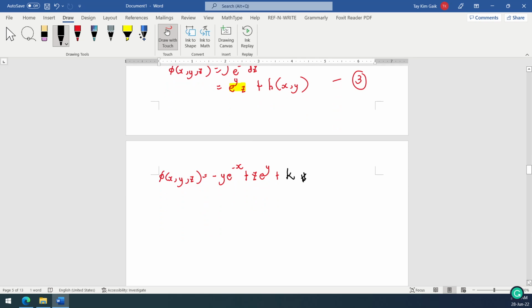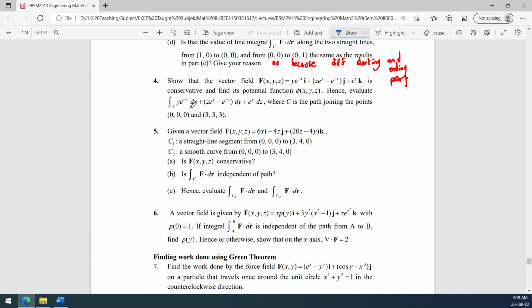Then the line integral of question 4, which is y exponent negative x dx plus z exponent y minus exponent negative x dy plus exponent y dz. Evaluate the line integral here.